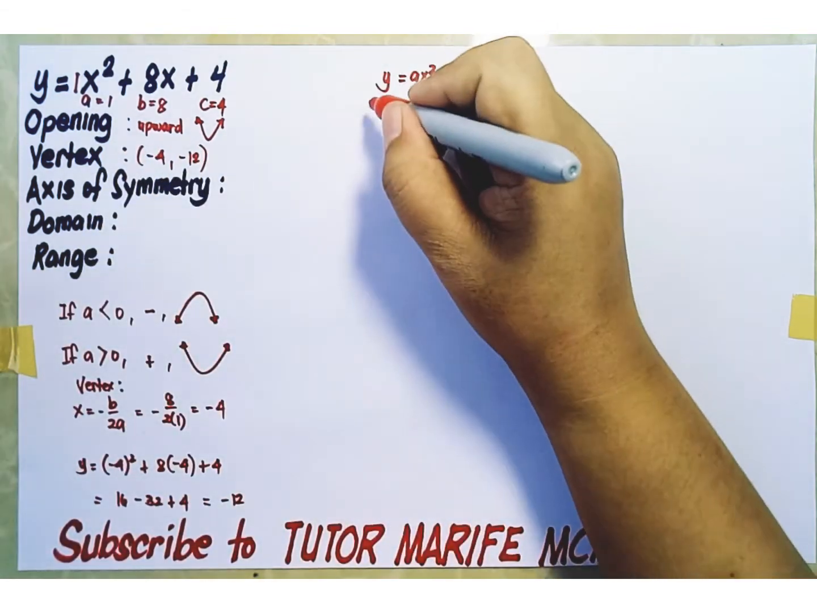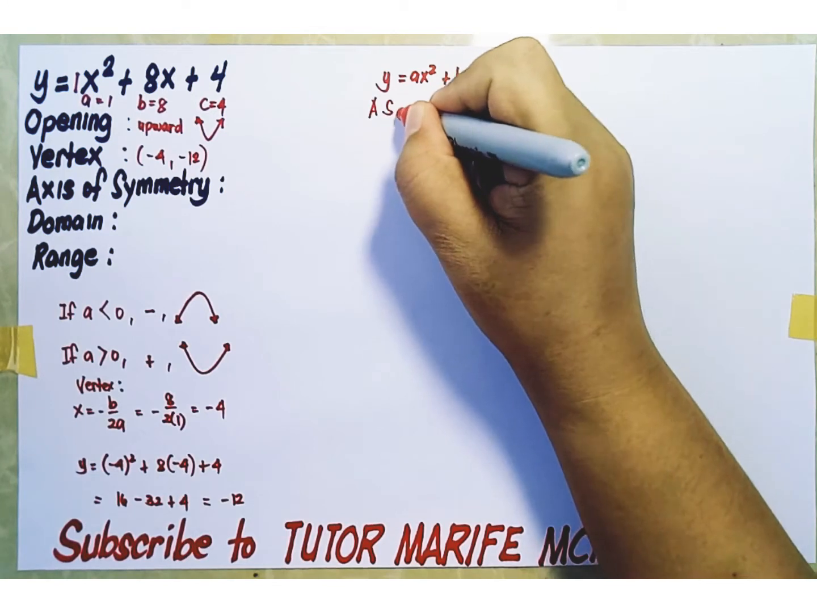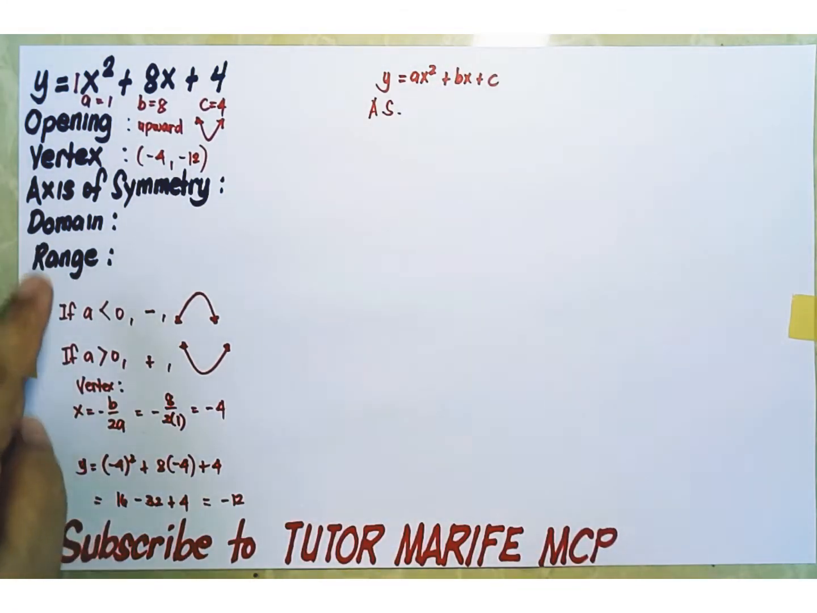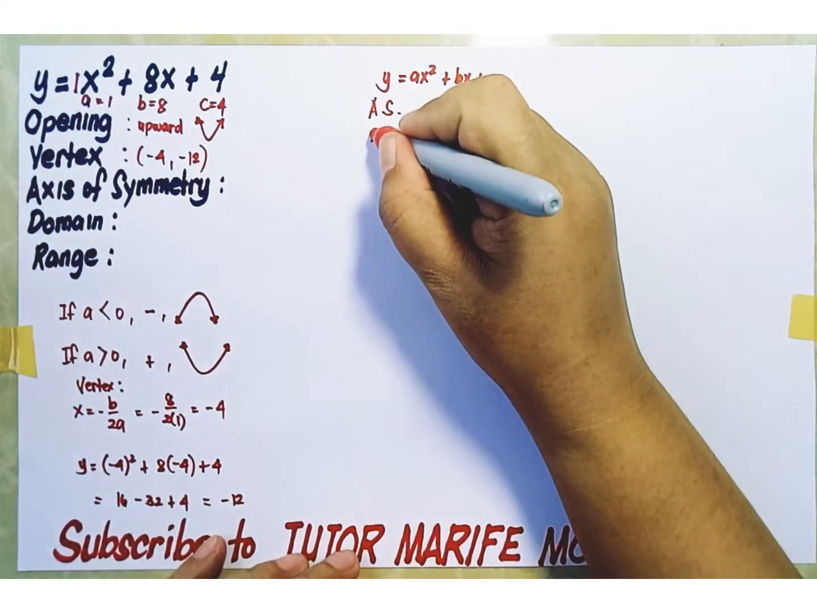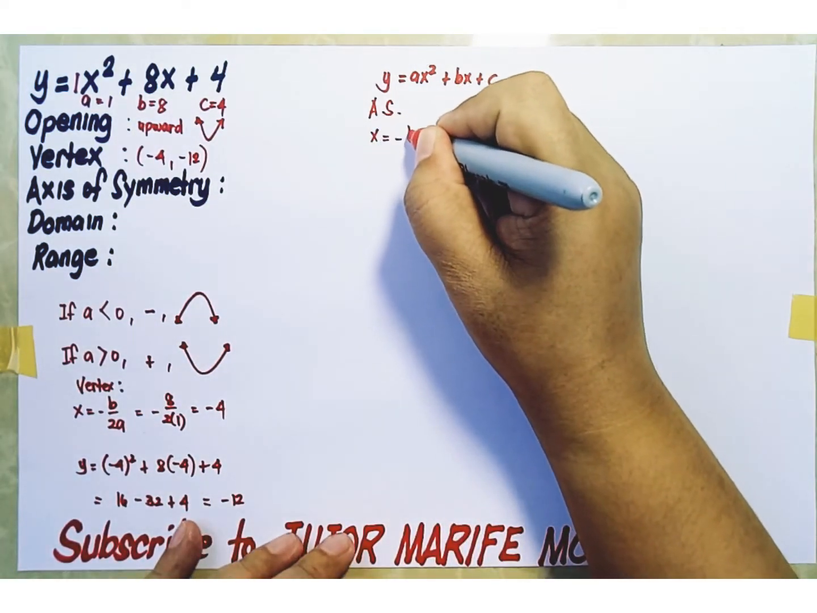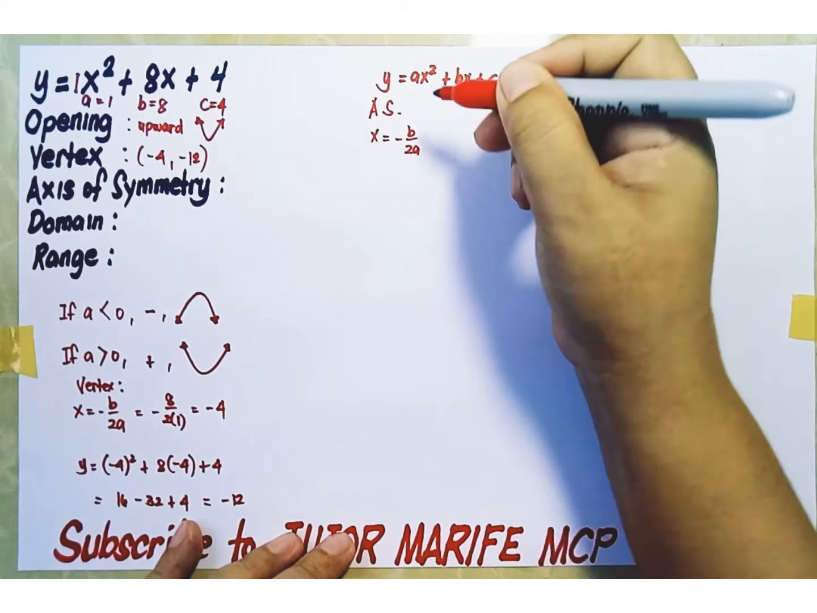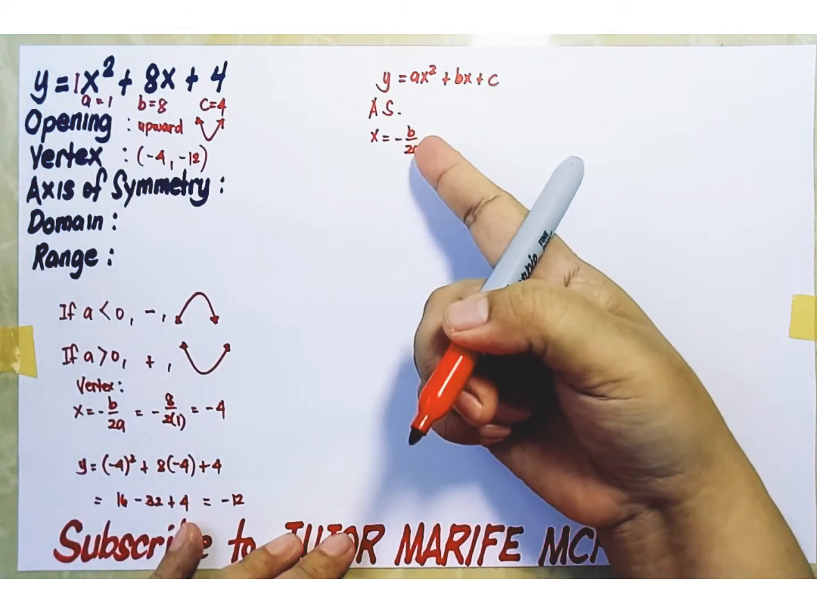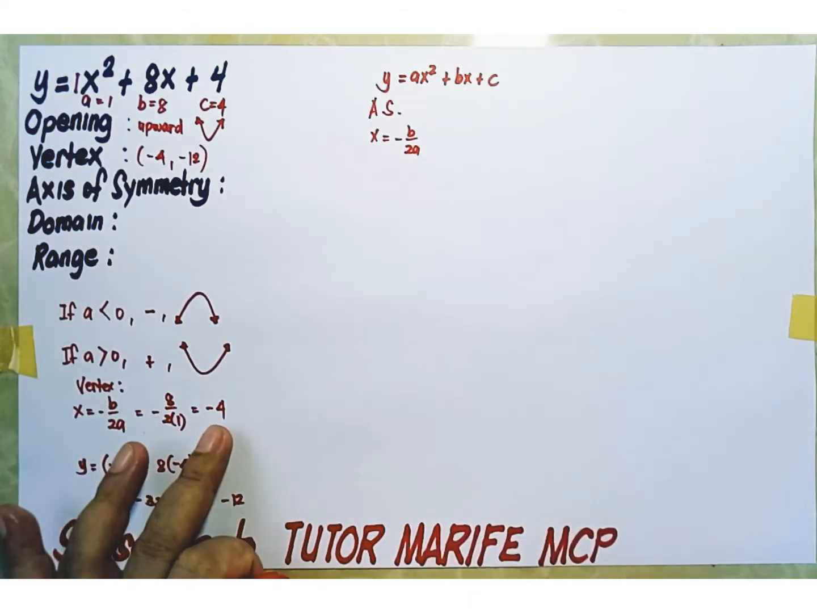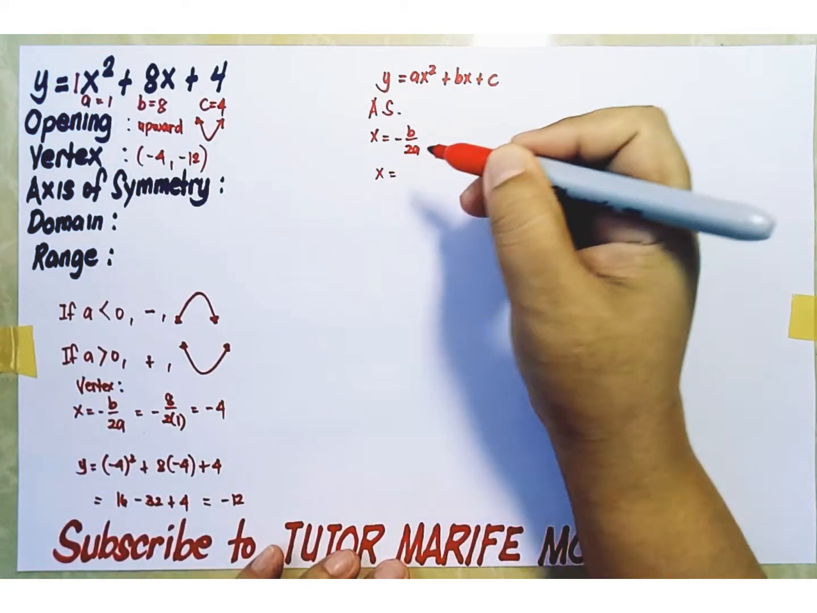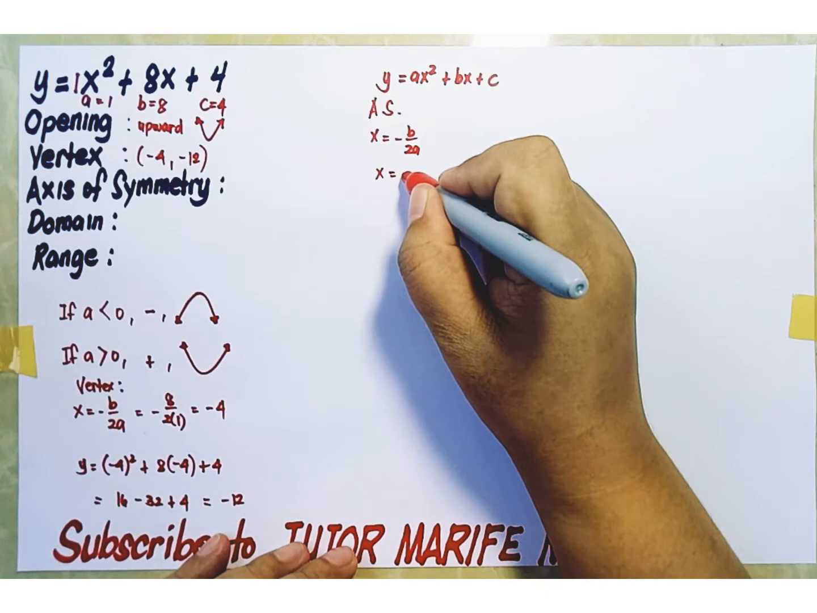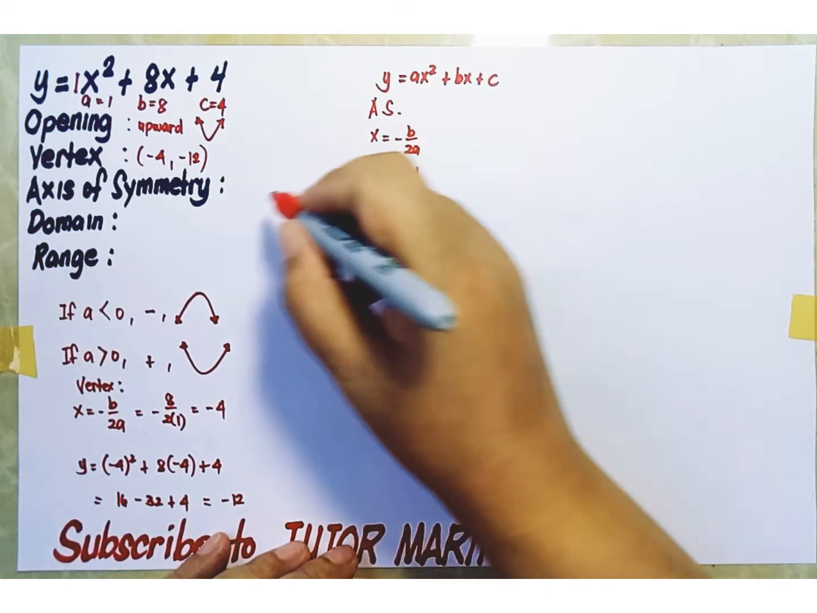For the axis of symmetry, the equation is the same as the equation for the x-coordinate of the vertex. It's also x equals negative b divided by 2a. And we already know that negative b divided by 2a is negative 4. Therefore, the equation for our axis of symmetry is x equals negative 4.